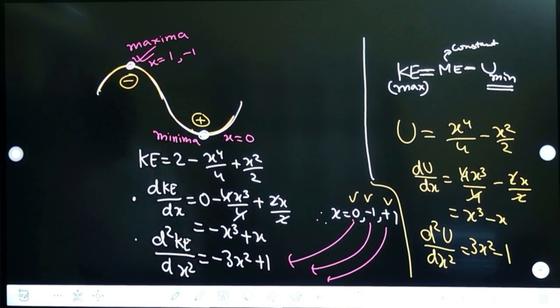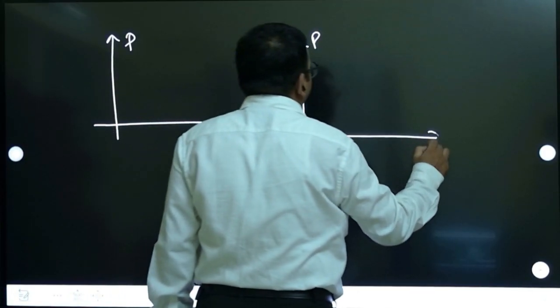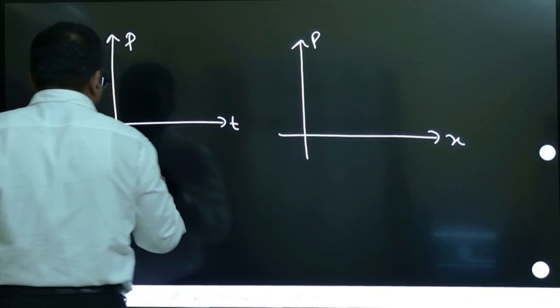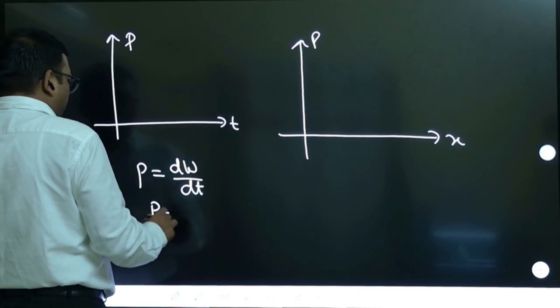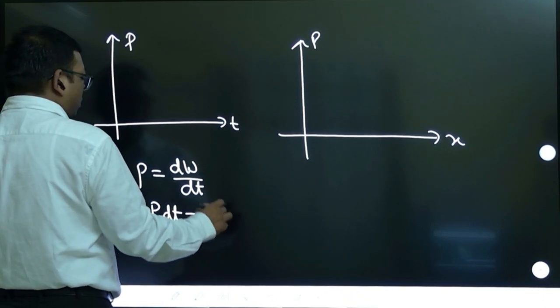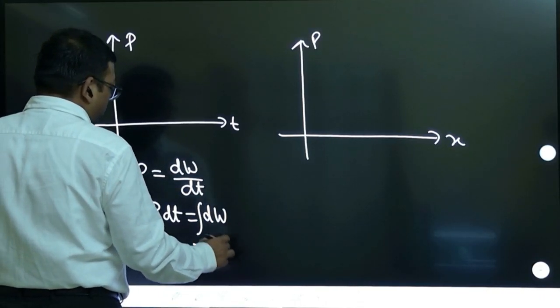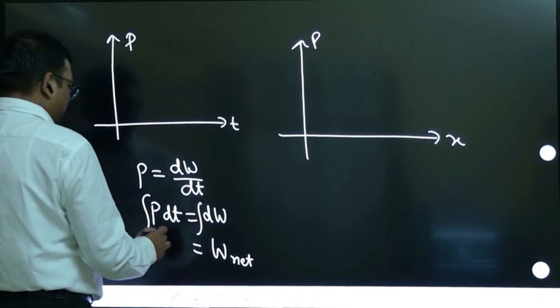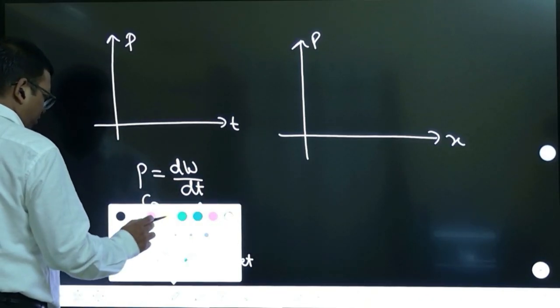Okay, one important concept, not concept, it is just a simple thing. Suppose this is a power versus time graph and a power versus x graph, right? So you know power is equal to dW/dt. So I can write P dt is dW, and we can integrate this. Integration of dW will give total work, net work done. Okay, and this integration, what does integration mean? What is the meaning of integration?